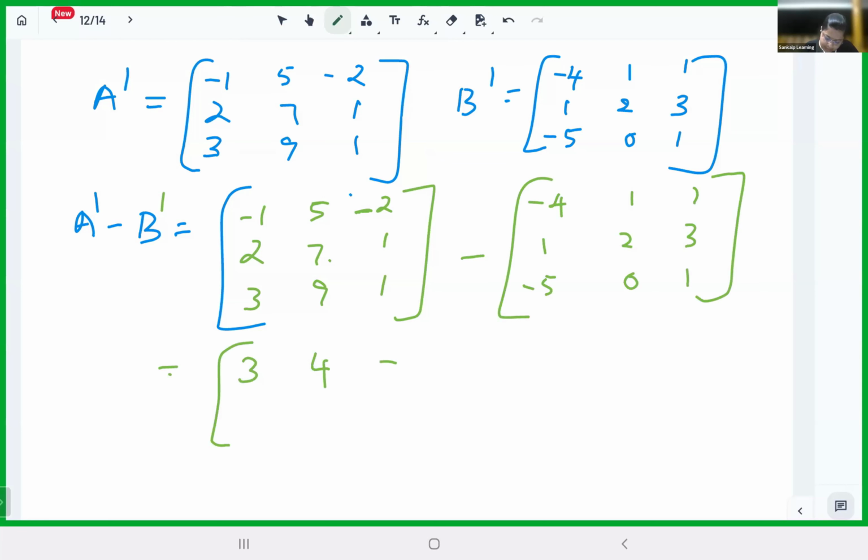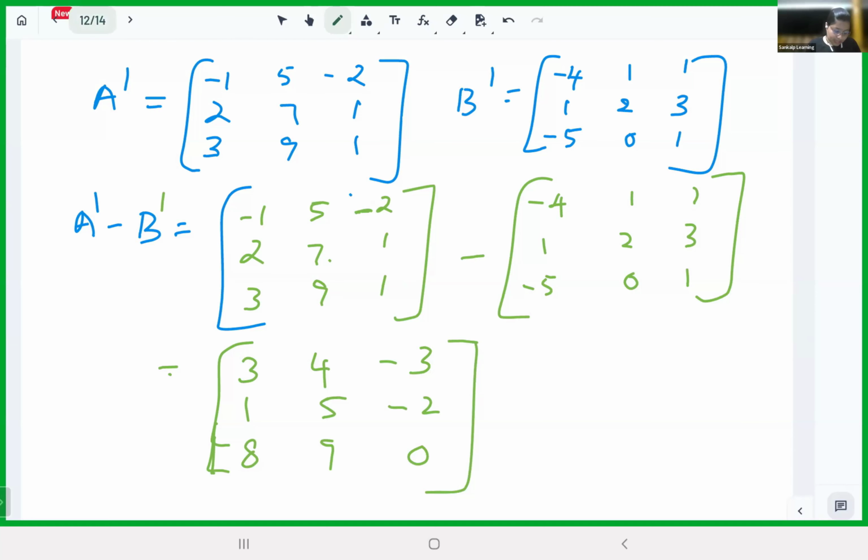Minus 2 minus 1 is minus 3. Then 2 minus 1 is 1. 7 minus 2 is 5. Then 1 minus 3 is minus 2. Right. 3 minus minus 5 is 8. Now 9 minus 0 is 9, and then 1 minus 1 is 0. Okay, so this is our A transpose minus B transpose. It is 3, 4 minus 3, 1, 5 minus 2, 8, 9, 0.